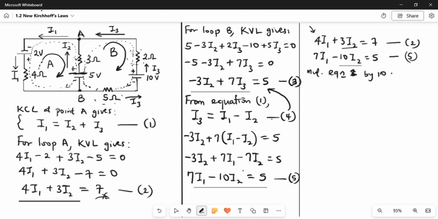So we start with this. 10 times 4 gives us 40, so we say 40I1. 10 multiplied by 3 is 30. And 10 multiplied by 7 is 70. Let's call this one equation 6. Then we use 3, which is the coefficient of I2 in equation 2, to multiply every term in equation 5. So 3 times 7 is 21, 3 times 10 is 30, and 3 times 5 is 15. We call this one equation 7.